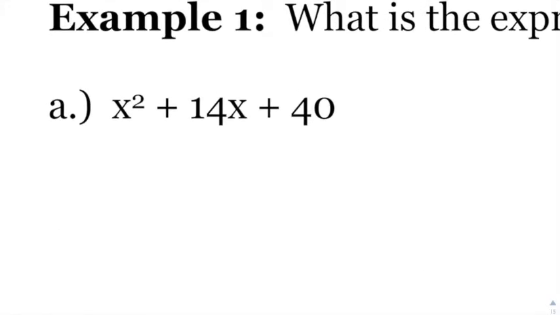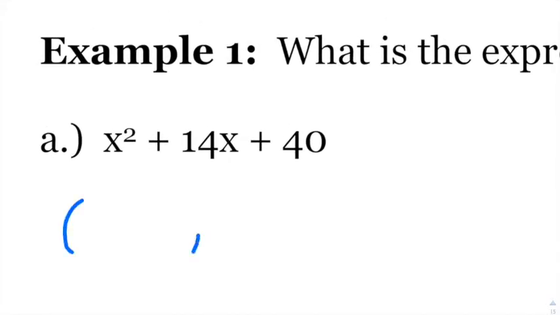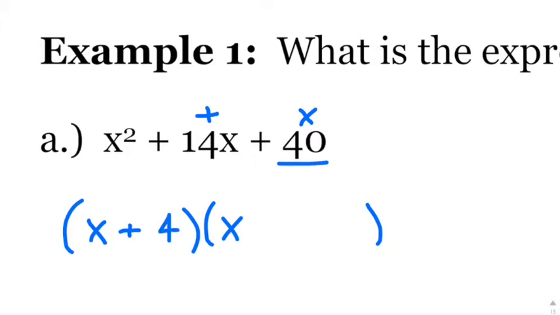The big question you have to ask yourself when you're factoring is: what times what gets us x squared? So we could say x and x. Then what times what is going to get us 40, but those same two numbers need to add up to 14? So what two numbers multiply to 40 that add up to 14? In this case, that's going to be 4 and 10.